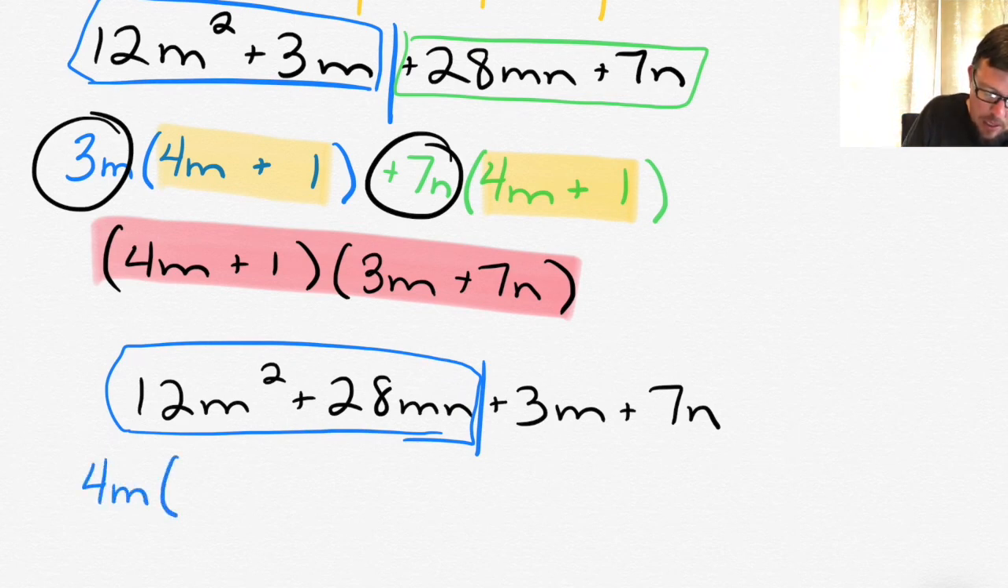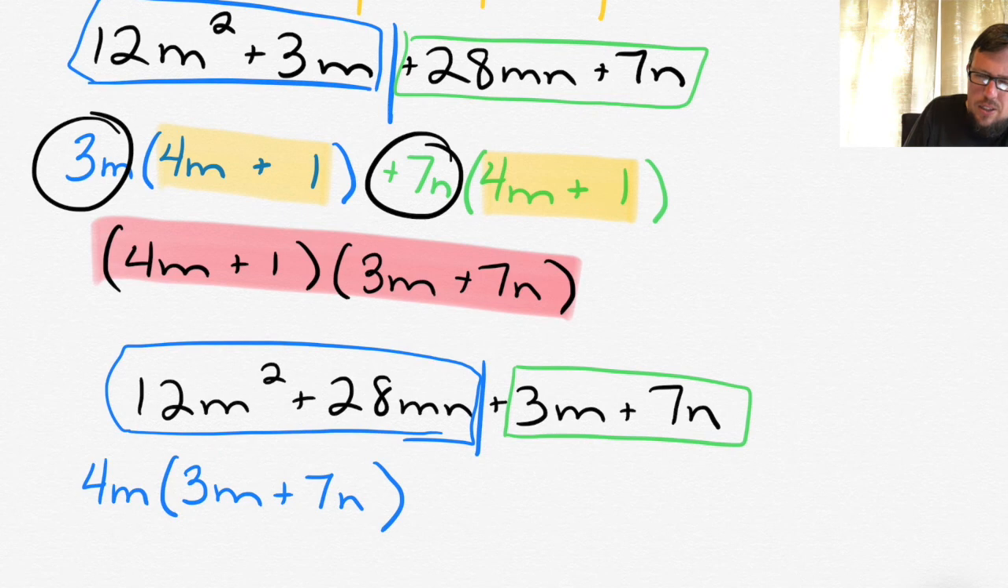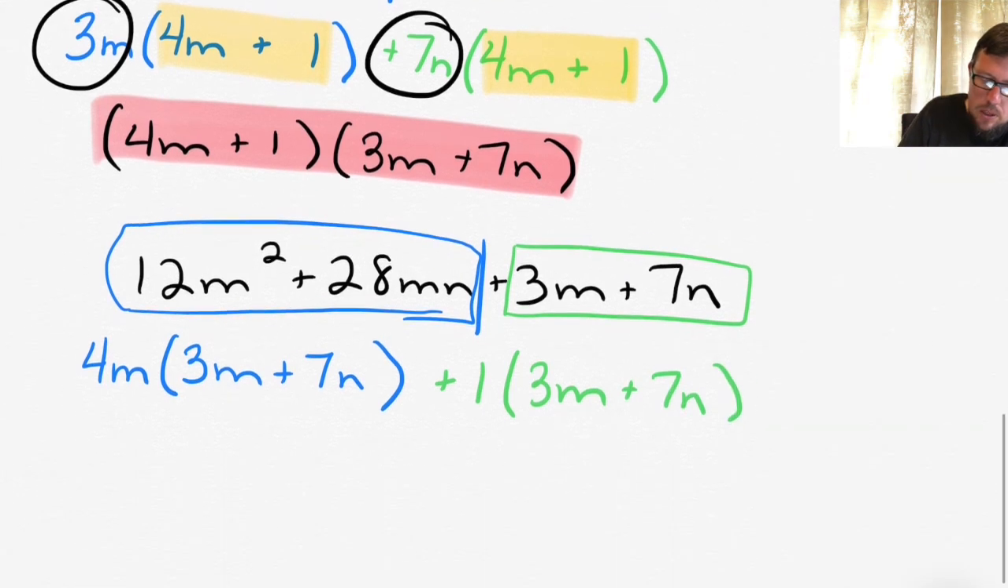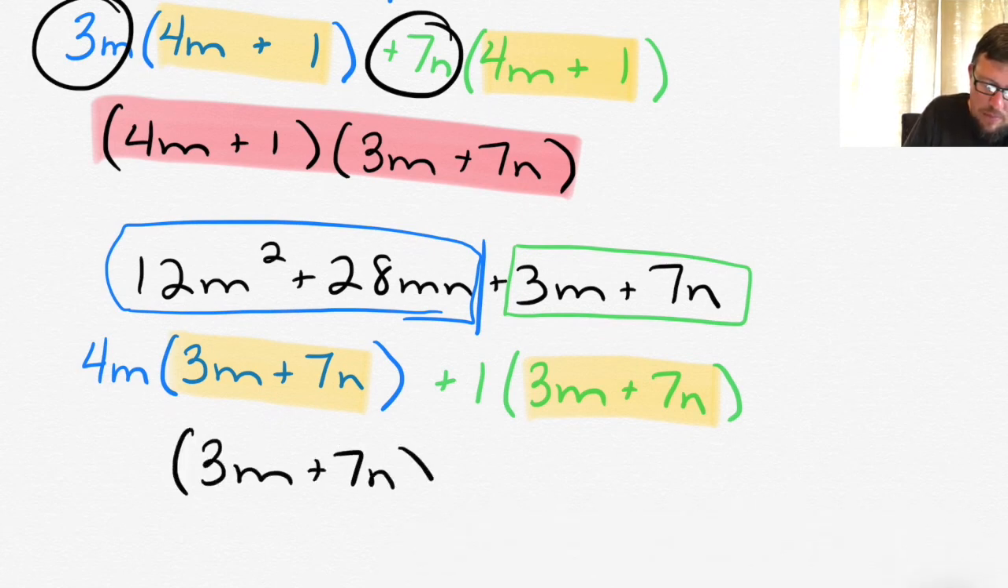All right. Leaving me with 3m plus 7n. And the greatest common factor over here is just 1. So it'd be a plus 1, because there isn't really a greatest common factor, so we just use 1. And that would leave me with 3m plus 7n. Do I have a common binomial? Sure do. 3m plus 7n and 3m plus 7n. So part of my answer is going to be 3m plus 7n. And what's left over? 4m plus 1.